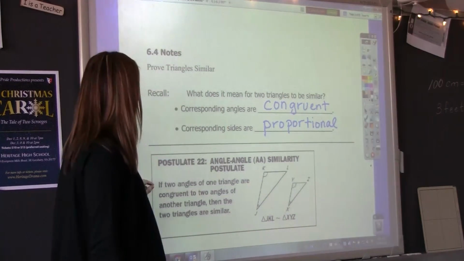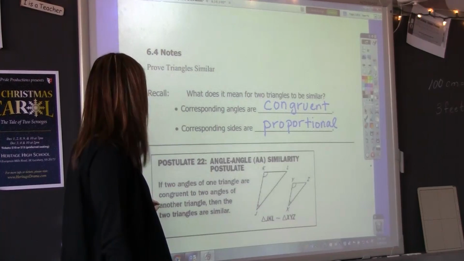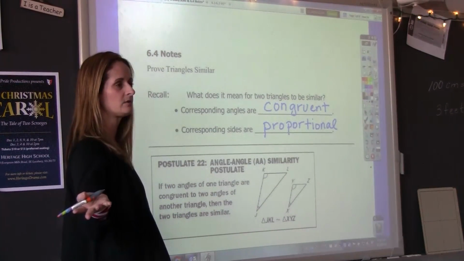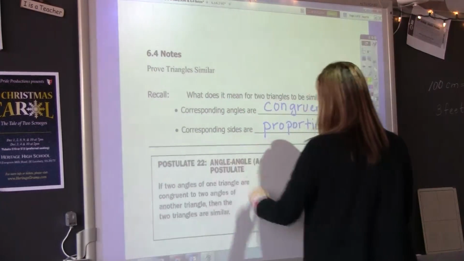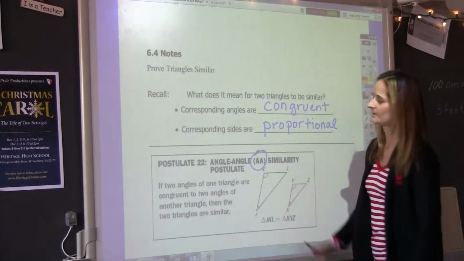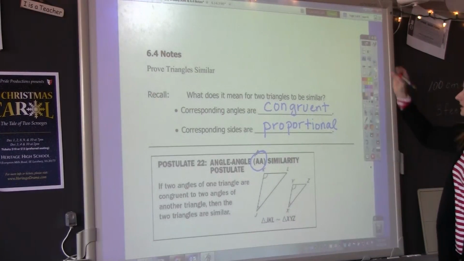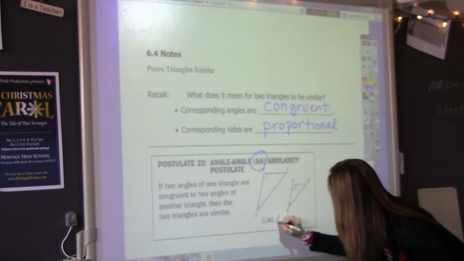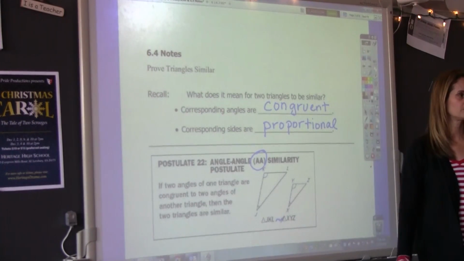So this says if 2 angles of one triangle are congruent to 2 angles of another triangle, then the 2 triangles will be similar. It's enough information. You can just call it AA, but it's the angle-angle similarity postulate. And here, just to review, there's a similarity statement. There's a symbol for similar.